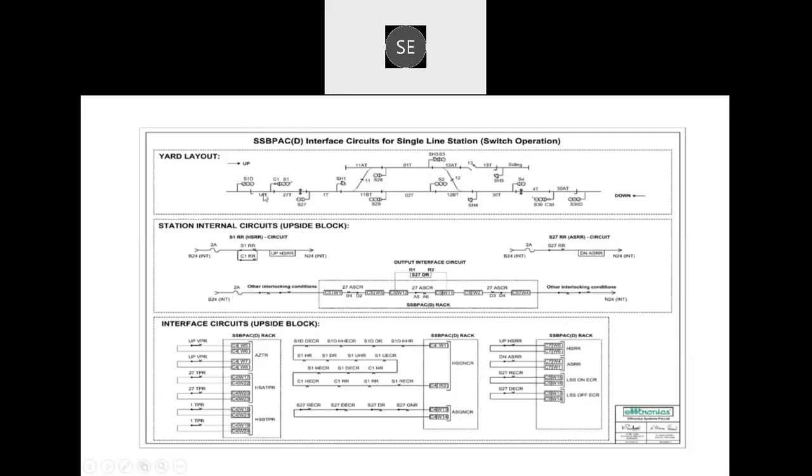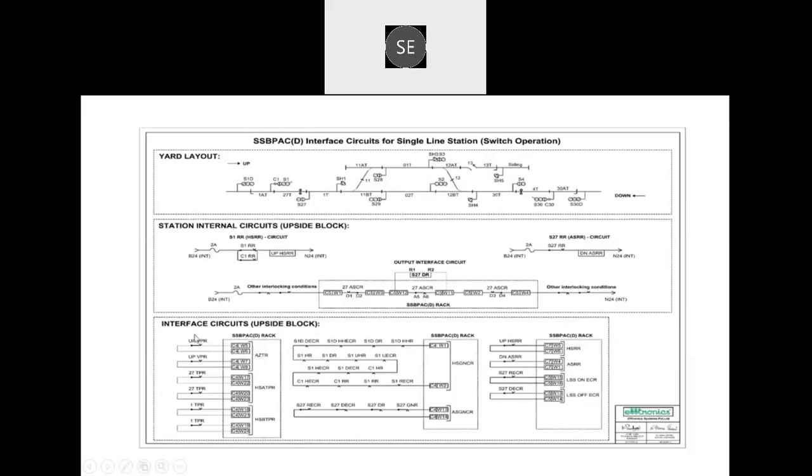Typical interface circuits for a single line station, if it is a switch type operation, is just like this. Now we are seeing a single line station with 2 roads, 1 loop line. We took the upside block only for understanding purposes. So here we can see there is an upside home signal RR, there is a downside advanced RR, and the output interface, of course, I will discuss later. So how are these inputs wired to the block instrument?